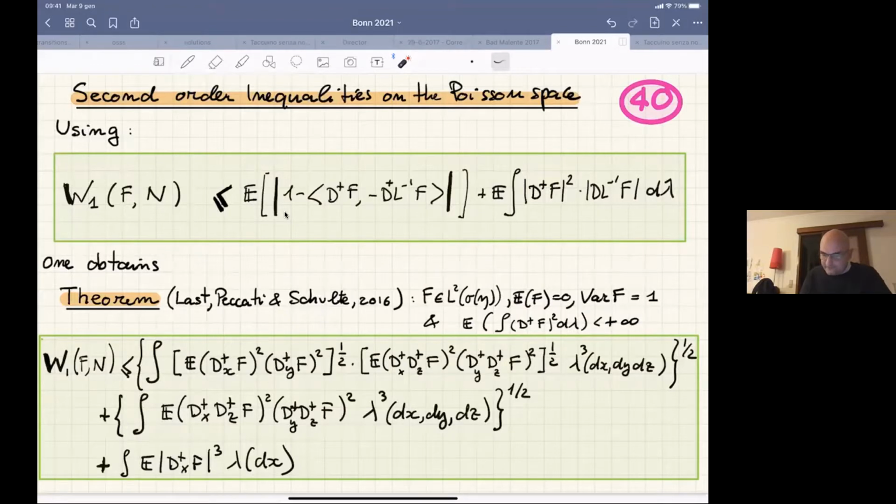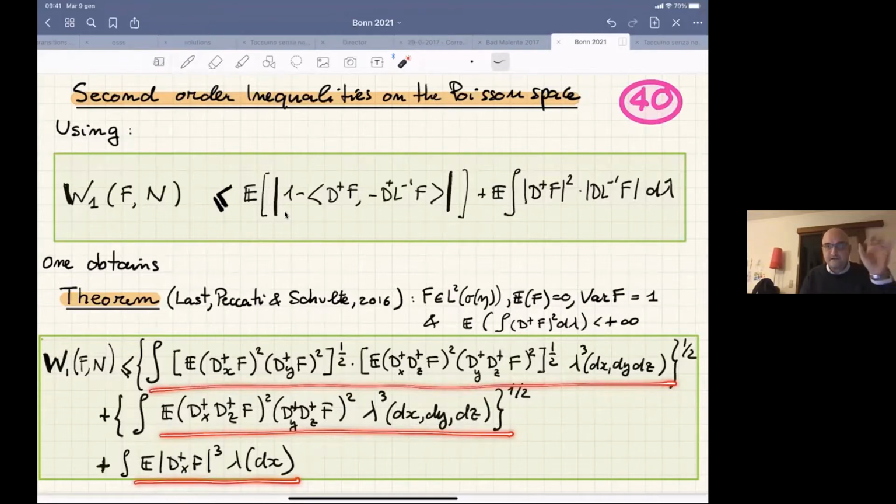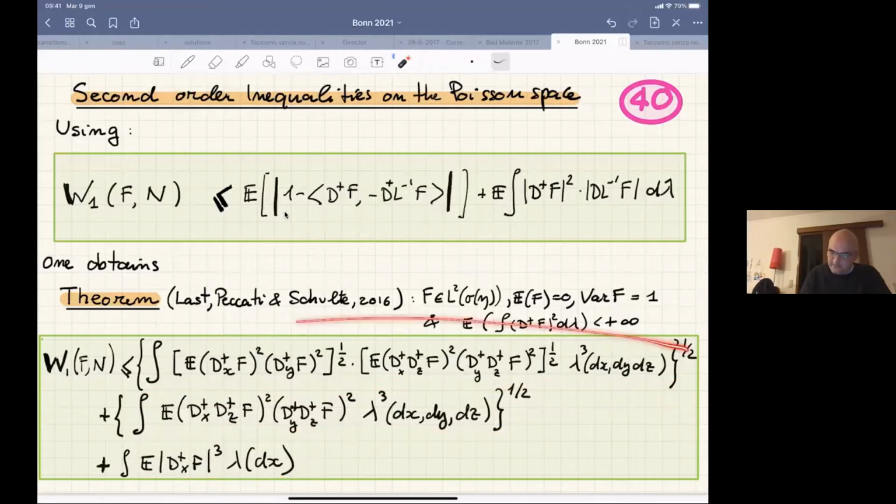So these are a bit difficult to read, not because they are particularly complicated, but because there are a lot of symbols. But every one of the terms here responds to one of the requirements I was heuristically putting forward before stating the result. In particular, this term here is small if the second iteration of the add one cost operator applied to f is small or negligible with respect to the first add one cost operator.